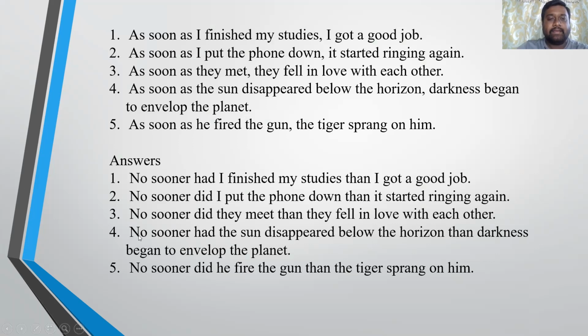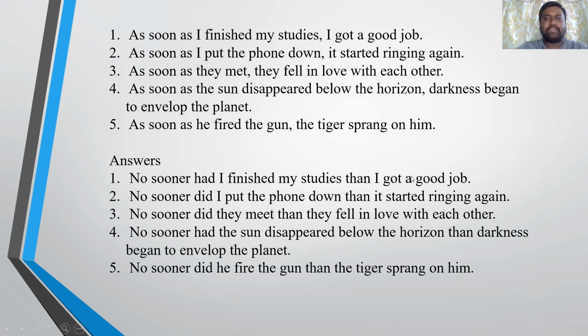Okay. Now let us go to this fourth one. As soon as the sun disappeared below the horizon, darkness began to envelop the planet. Okay. Now when I'm asking you to answer it: no sooner had the sun disappeared below the horizon than darkness began to envelop the planet. Okay. Now, fifth one. As soon as he fired the gun, the tiger sprang on him. No sooner did he fire the gun than the tiger sprang on him.